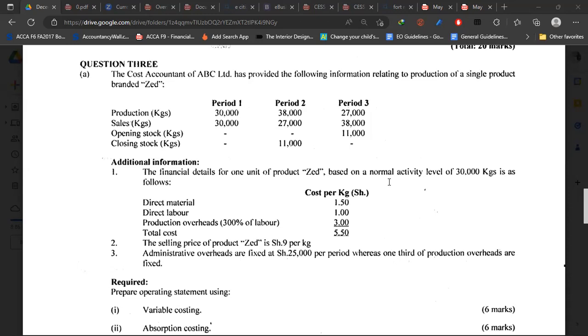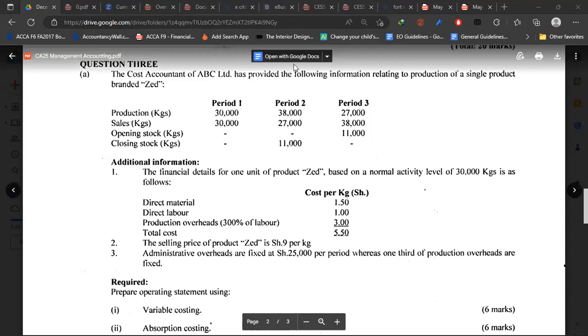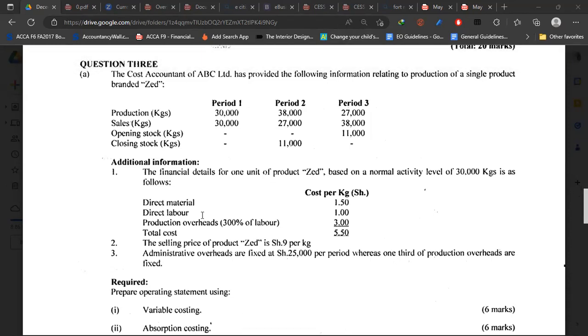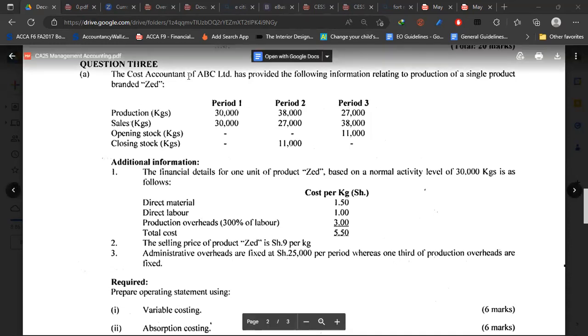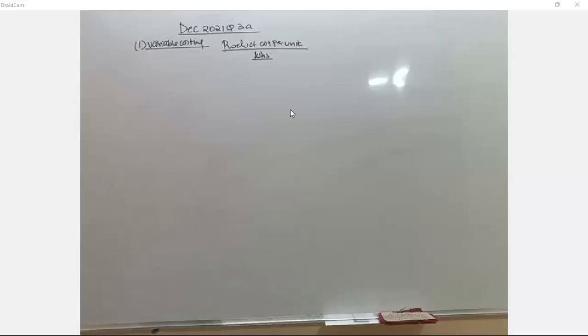Now, let's start by working with our question. When you look at this question, I have not seen the examiner giving you the normal production capacity. It is not there. So you are not going to be analyzing your over or under absorption of overheads. That is the thing that you need to be understanding there. So let me go back and give you the solution.